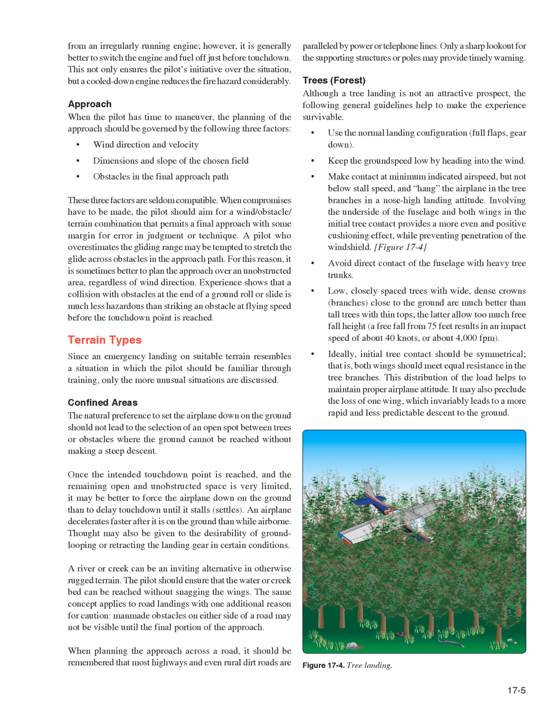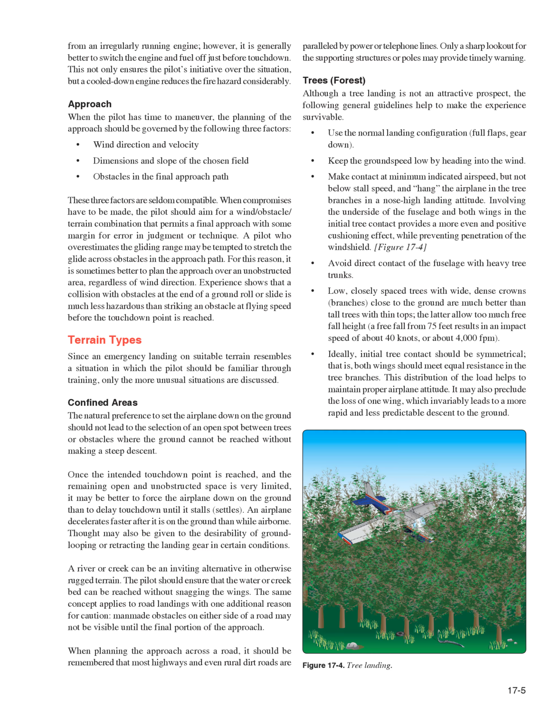A pilot who overestimates the gliding range may be tempted to stretch the glide across obstacles in the approach path. For this reason, it is sometimes better to plan the approach over an unobstructed area, regardless of wind direction. Experience shows that a collision with obstacles at the end of a ground roll or slide is much less hazardous than striking an obstacle at flying speed before the touchdown point is reached.